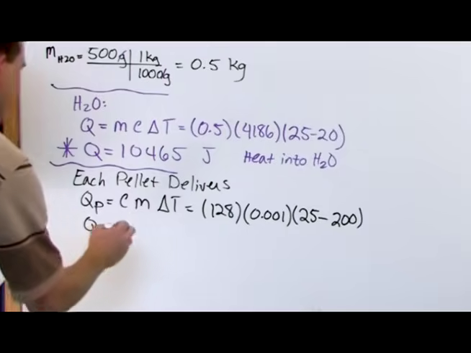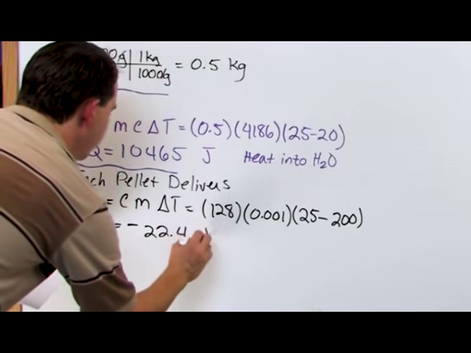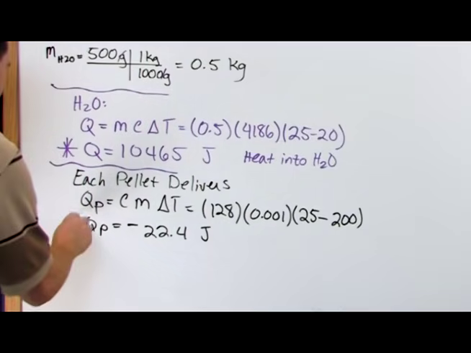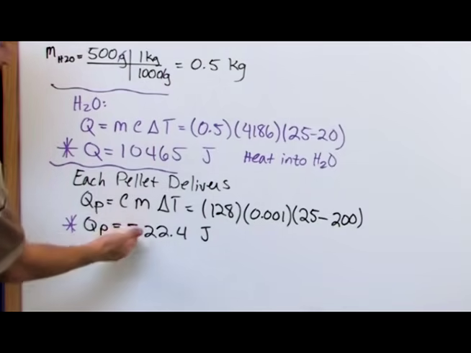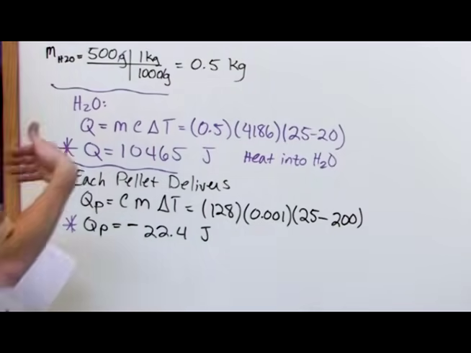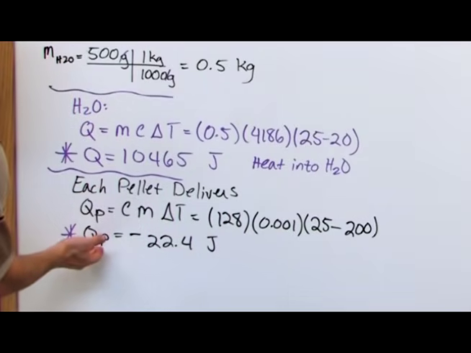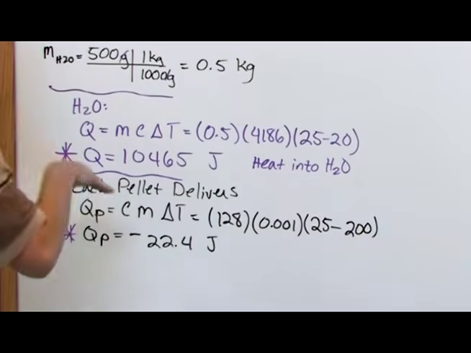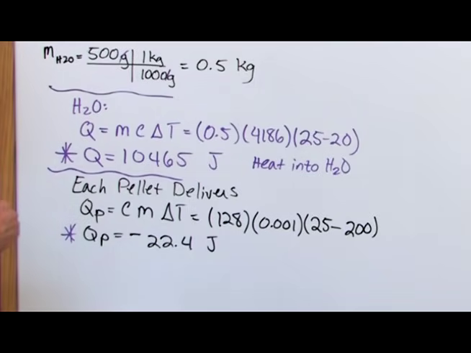And when you do that math, you'll get negative 22.4 joules. And this is what each pellet delivers. Notice it's not a mystical energy in another universe or anything, because it's negative. Negative just means that these pellets deliver heat. What we're saying with the negative sign for the heat delivered by the pellet is that when we put the pellet in the water, the pellet delivers energy to the water. So it's a negative quantity, just as we said in the beginning of this section.